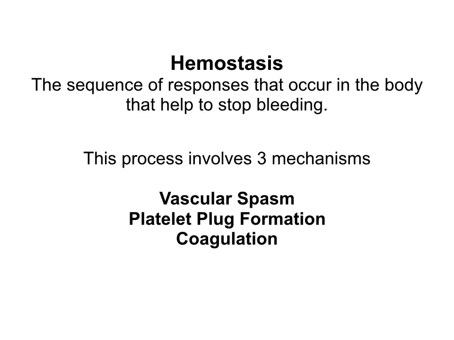Now that we've introduced what a platelet is and what on average it can do, let's turn our focus specifically to hemostasis. Hemostasis is the sequence of responses that occur in the body that help to stop bleeding. Hemostasis involves three separate mechanisms. You have vascular spasm, platelet plug formation, and coagulation.